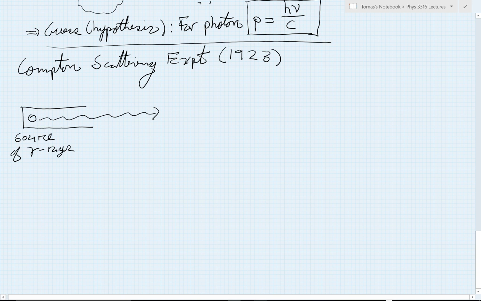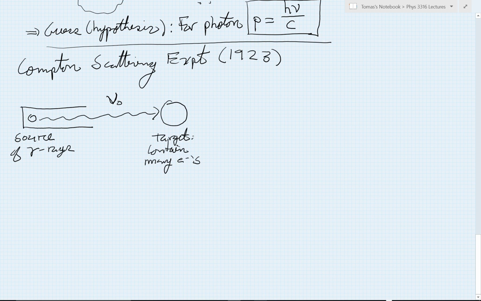This source is going to have some initial frequency, a well-defined frequency. You can find sources that do give you a well-defined frequency. For now, I will call that frequency nu naught. Now, the next piece of the experiment is that you direct that towards some kind of target. Usually it's a metal target, and it's going to contain many electrons that we can then interact with.